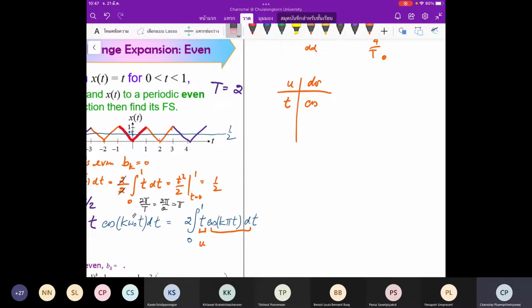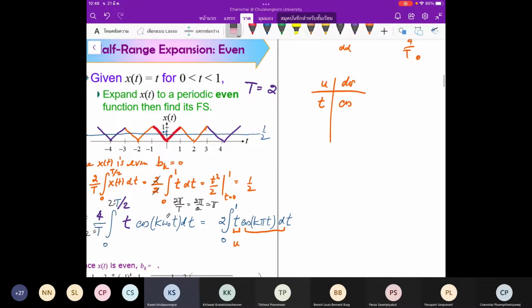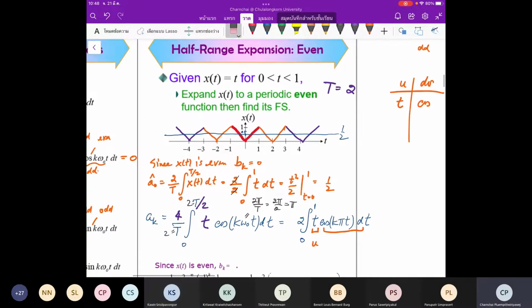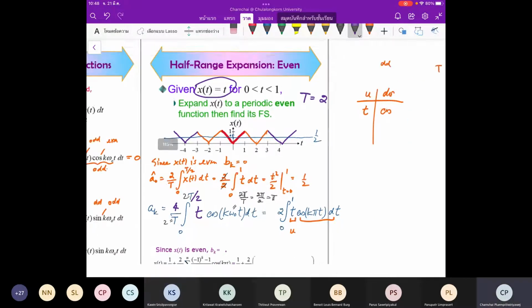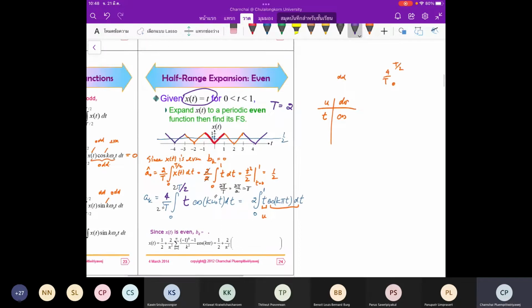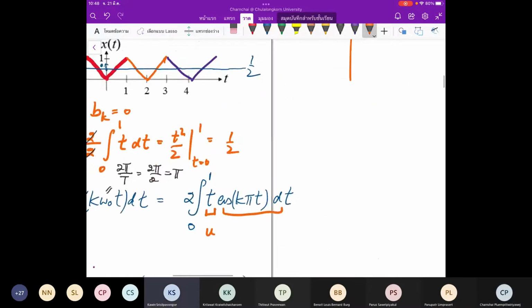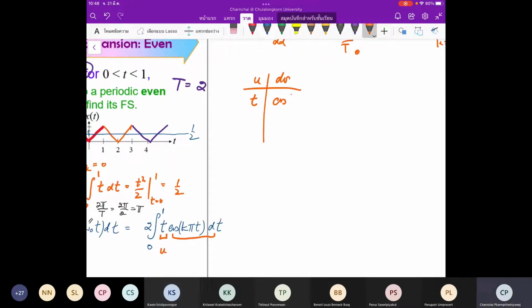Excuse me, Professor. So where did the little t come from in ak? This little t here? Yes, this equation x(t) equals t. This is given. So we got cosine k pi t dt. Normally we don't need to write the dt if you integrate, or you can write dt, it doesn't matter.